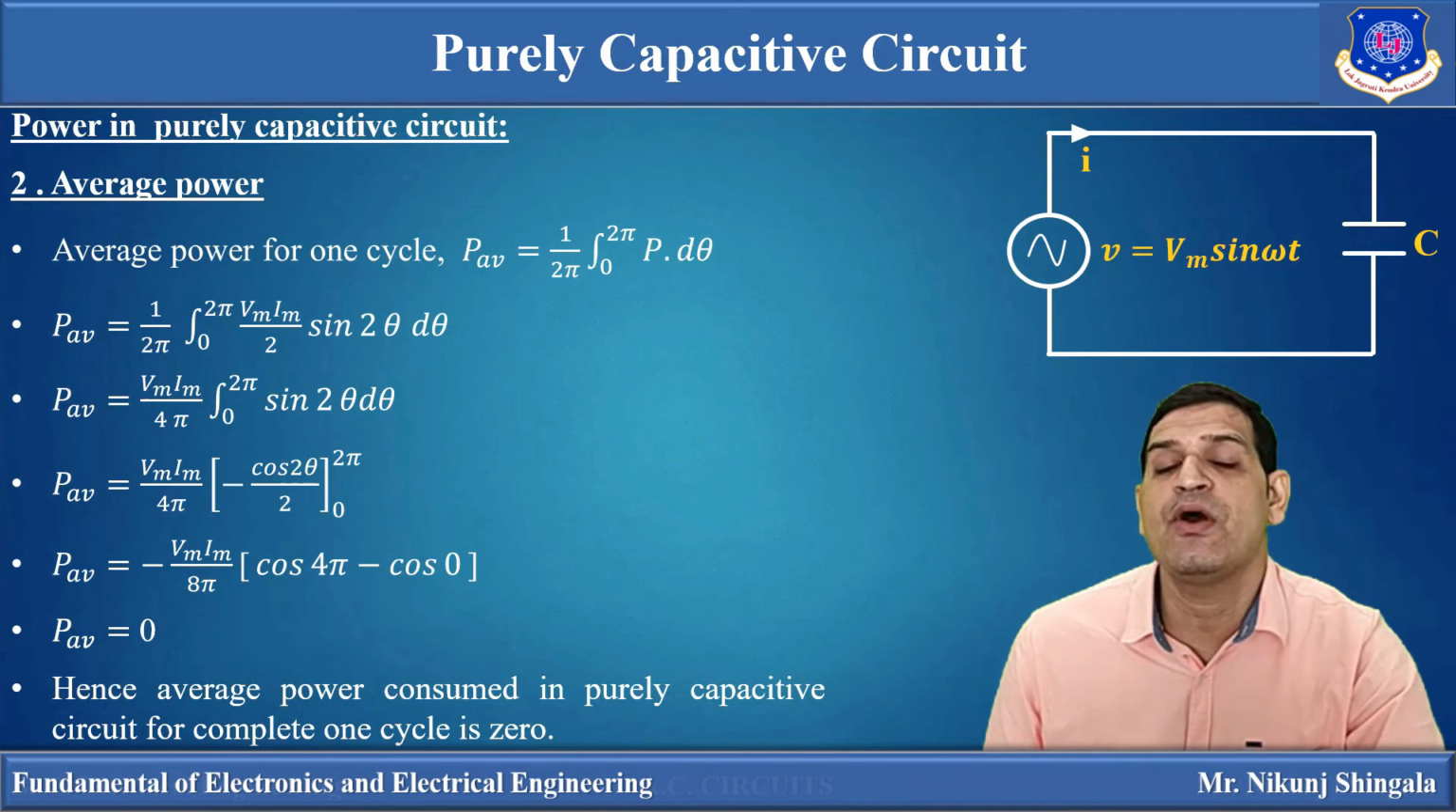This is similar to the purely inductive circuit. So for both the cases, for purely inductive circuit and for purely capacitive circuit, average power consumed over one cycle is 0. But as I told you, inductor and capacitor cannot be pure, they have certain resistances. So whenever we analyze RL series circuit and RC series circuit, we will not get zero average power. As this circuit is a purely capacitive circuit, we are getting average power 0.